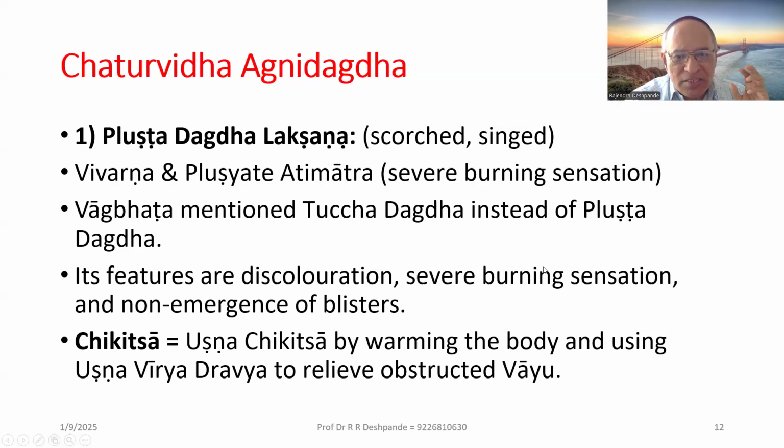Okay. So this is a severe burning. It is an extra type of complication to that of Agni Dagdha. Here you can use the Chikitsa, Ushna Chikitsa, by warming the body and using the Ushna Virya Dravya to relieve the obstructed Vibandha. This is very interesting. Somebody may ask, sir, already burning is there, so why are you using the Ushna Chikitsa? Because that heat is generated because of the Srotorodha.